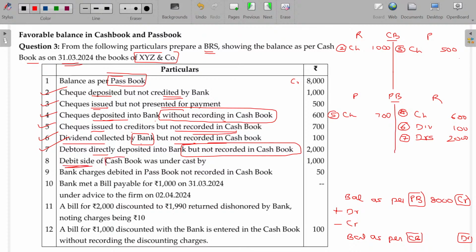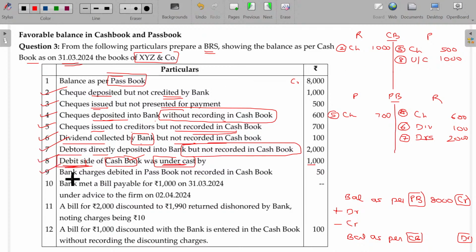Debit side of cash book was undercast by 1000. How can you rectify this? If anything is shown undercast, the value should be posted on the other side. If it is overcast, then it should be shown on the same side. So here it is undercast, that too in the cash book. Which side? Debit side. So naturally you have to post that in the credit side of the cash book, value rupees 1000. Okay. Item number 8, undercast in the debit side.